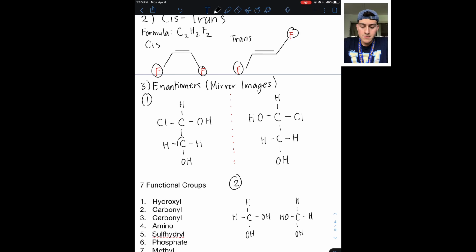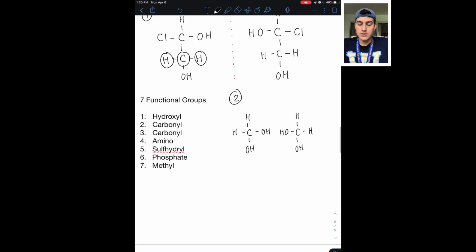This carbon right here, would it be considered an asymmetric carbon? No, it would not, because it's not bonded to 4 different things. It's actually bonded to 2 different hydrogens, making it not asymmetric. However, this molecule, it's an enantiomer of the other one because it does have an asymmetric carbon. So for example number 2, this one right here, it's not asymmetric because it's bonded to 2 of the same things. So this carbon right here, even though they are mirror images of one another, this carbon is actually bonded to 2 of the same hydrogens, and this carbon is also bonded to 2 hydroxyls, which are the same exact things.